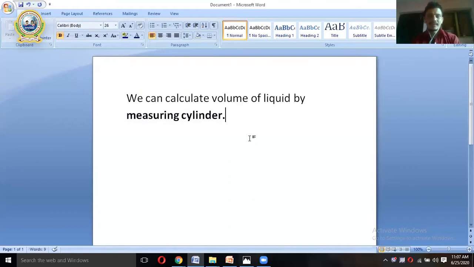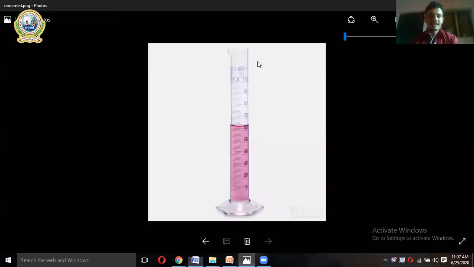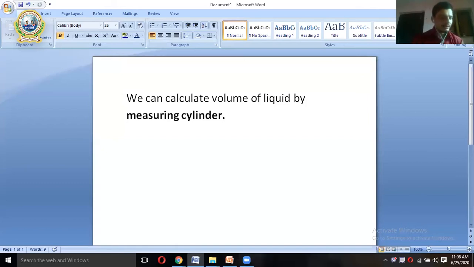This is the picture of a measuring cylinder. It is made of glass or plastic. I think this is glass, and it is transparent, so that we can see the level of liquid, which is why it should be transparent. By the help of a measuring cylinder we can calculate the volume of liquid. You might have heard of 1 liter of milk, 1 liter of kerosene, petrol. These are liquids, and the liter or milliliter are called the volume of liquid. So by using this device, the measuring cylinder, we can calculate the volume of liquid.